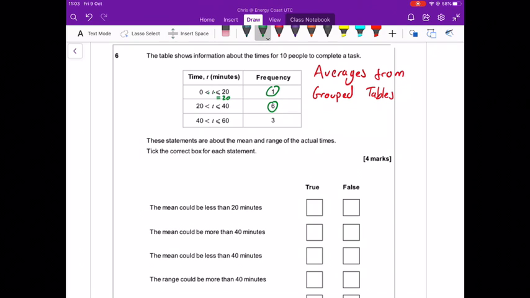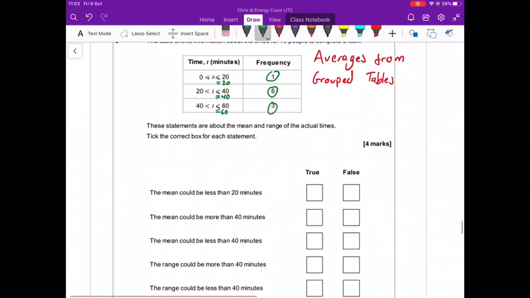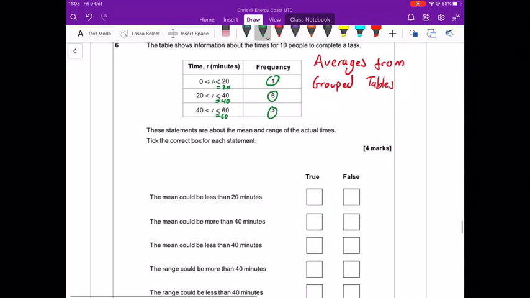The next group means that 6 people were somewhere in the middle of 40 minutes and 20 minutes. So anything bigger than 20 or less than or equal to 40, they were in the second group, and there's 6 of them in there. And then 3 people are somewhere between 40 and 60 minutes, okay? So they could have maybe had 60 minutes, but anything less than that and upwards of 40, there's 3 people in that group, okay? Then we've got all these questions about what the mean and the range could be. The range are actually easier to work out than the mean, but we'll start with the mean, okay?